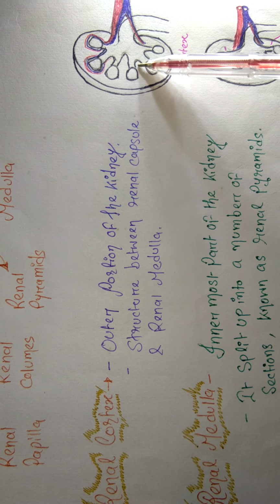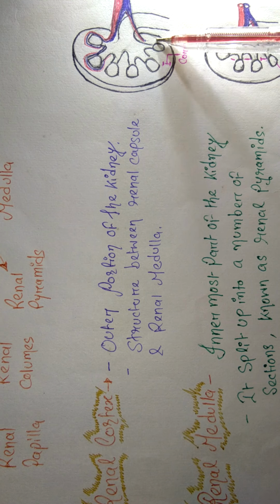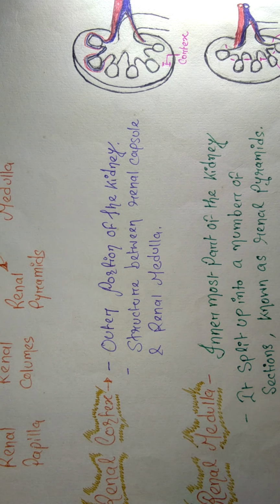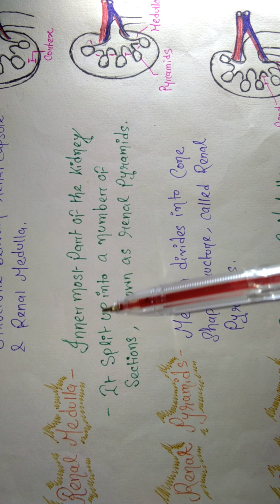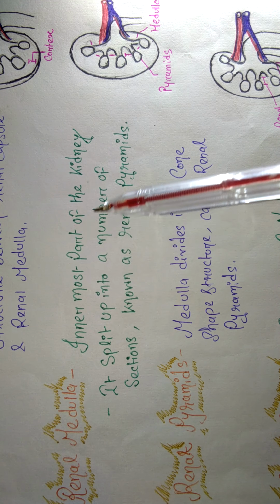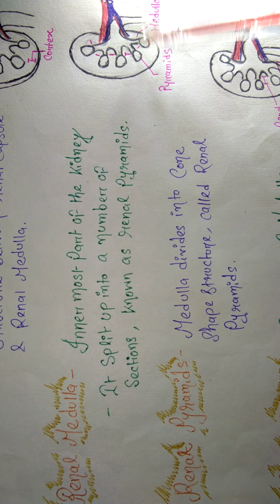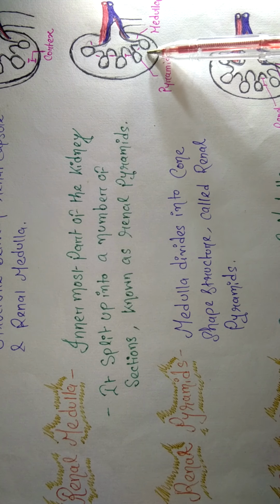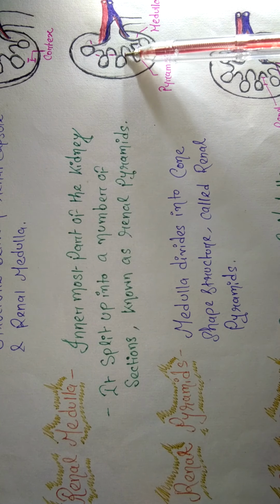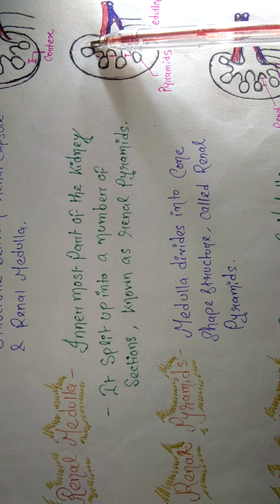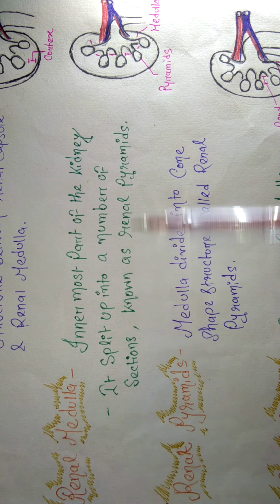This whole inner portion is the renal medulla, and the outer portion is the renal cortex. The renal medulla is the innermost part of the kidney. From here to here is the cortex, and from here to the inside, the innermost part, is the medulla. I hope it's clear. It is split up into a number of sections known as renal pyramids.